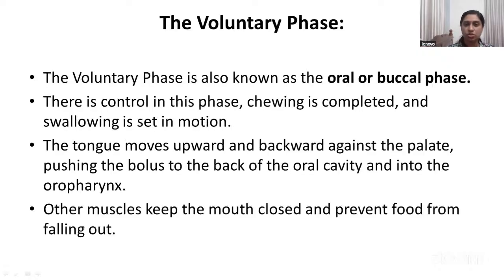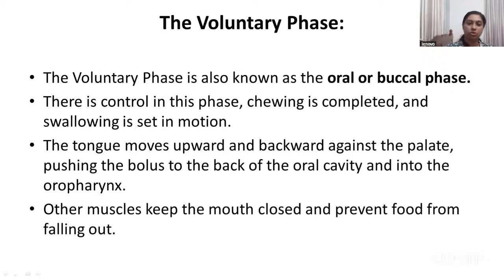Okay. So, the first phase is called the oral or the buccal phase. There is control in the face, chewing is completed and swallowing is set into motion by the actions of the tongue. Usually, the posterior part of the oral cavity demonstrates a positive pressure which pushes the bolus into the pharynx. Okay. That's what the voluntary or oral phase is. So, in the oral phase, the bolus from the mouth is carried to the pharynx. After that, from pharynx to esophagus, it is done in the involuntary pharyngeal phase. From esophagus to stomach is the esophageal phase.